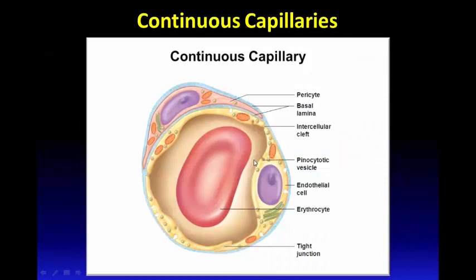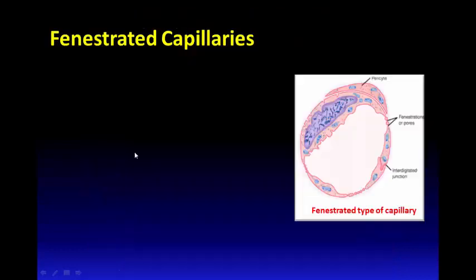Here we have a figure which shows a continuous capillary. So this is an endothelial cell. Here we have another endothelial cell, and the adjacent endothelial cells are joined together by tight junctions. Here we have another endothelial cell, and in between the adjacent endothelial cells we have narrow intercellular clefts or slits, and this is a pericyte.